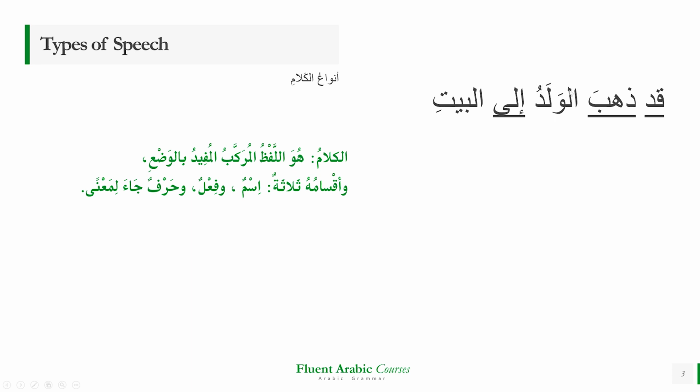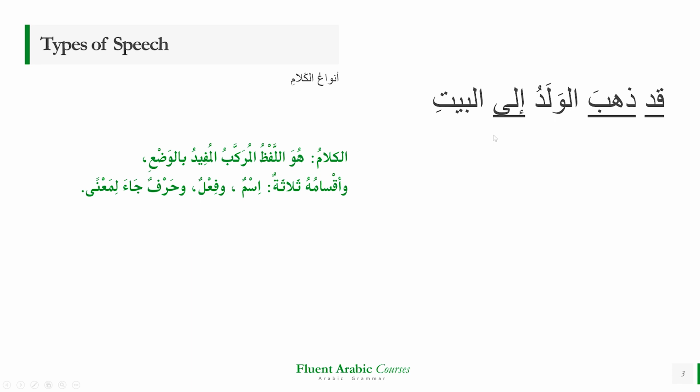Al-waladu is the noun. So the noun is mu'rab, or it has a specific i'rab and word ending depending on its role in the sentence. So here it is the fa'il and therefore it is marfu'. Ila is again a harf, so it is fixed. Al-bayt is another noun, and here it is the jar and majroor. So bayt takes the kasra as it is in the state of khafd or jar.